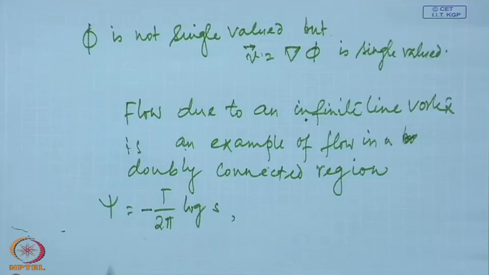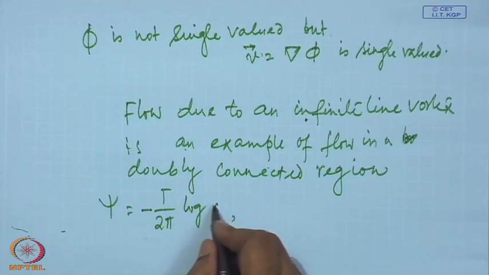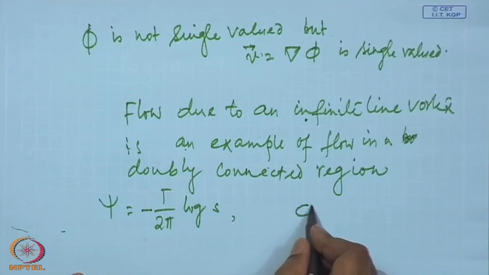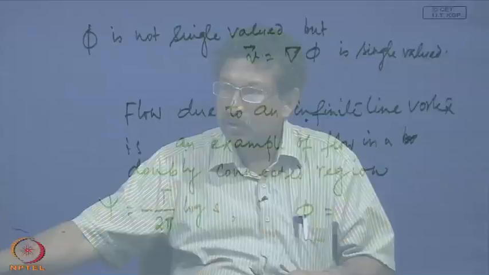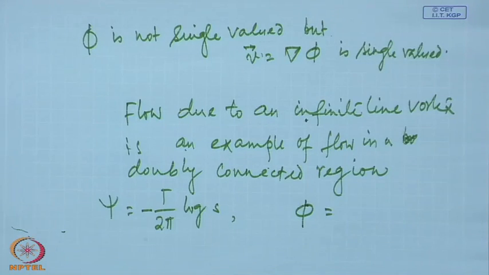So, 1 by r d phi d theta equal to gamma by 2 pi r, say s we can call r. What will be phi for that? S we can write r also, r matters. Phi is how much? 1 by r d phi d theta is gamma by 2 pi r.